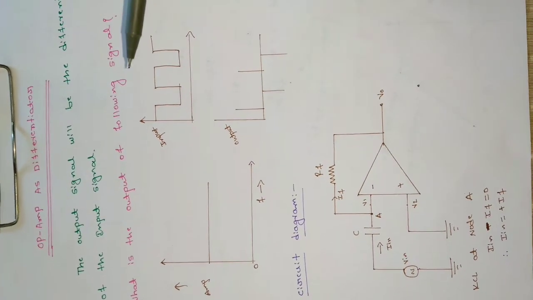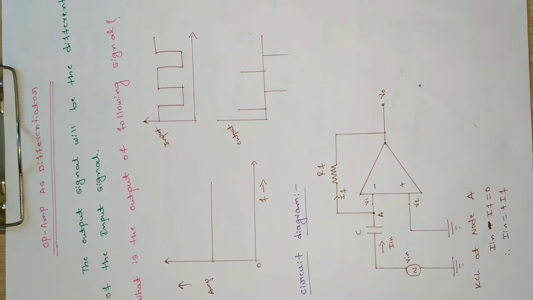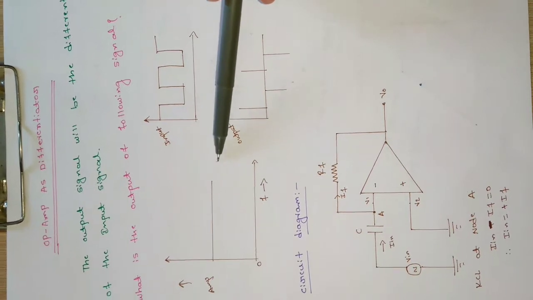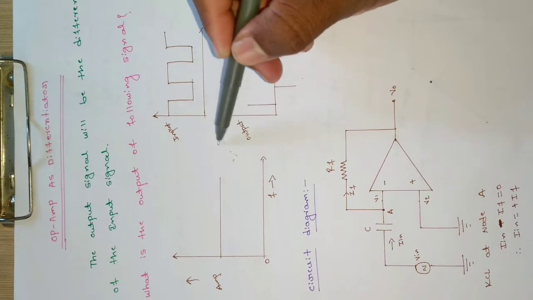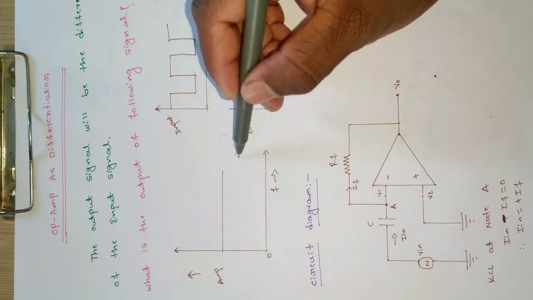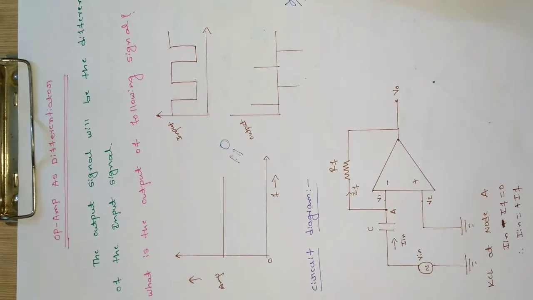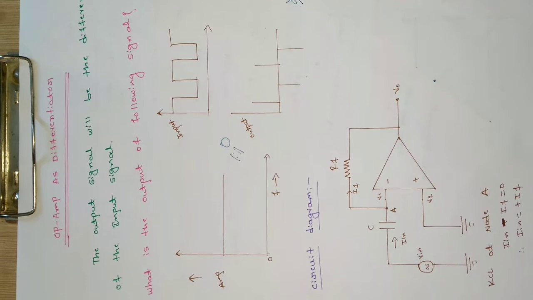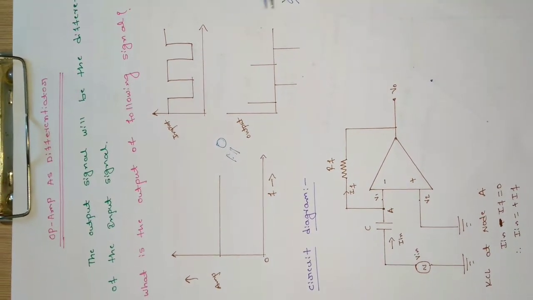So what is the output of the following signal? If you can, please stop the video and try to figure out what the output will be for this. So here is the answer. As this is a constant signal, the output will be equal to 0, because we know the differentiation d by dt of a constant, that is 2, is equal to 0. So basically differentiation gives the changes in the input signal.